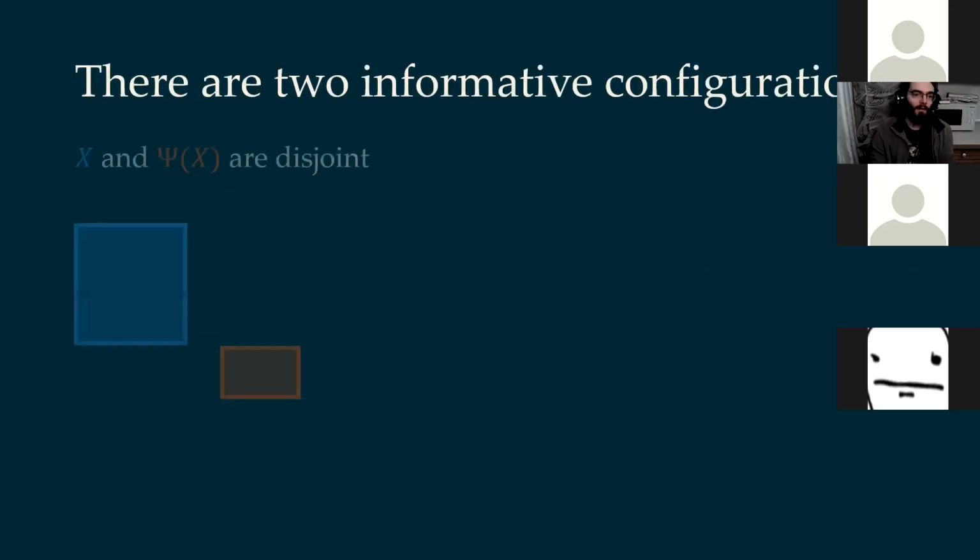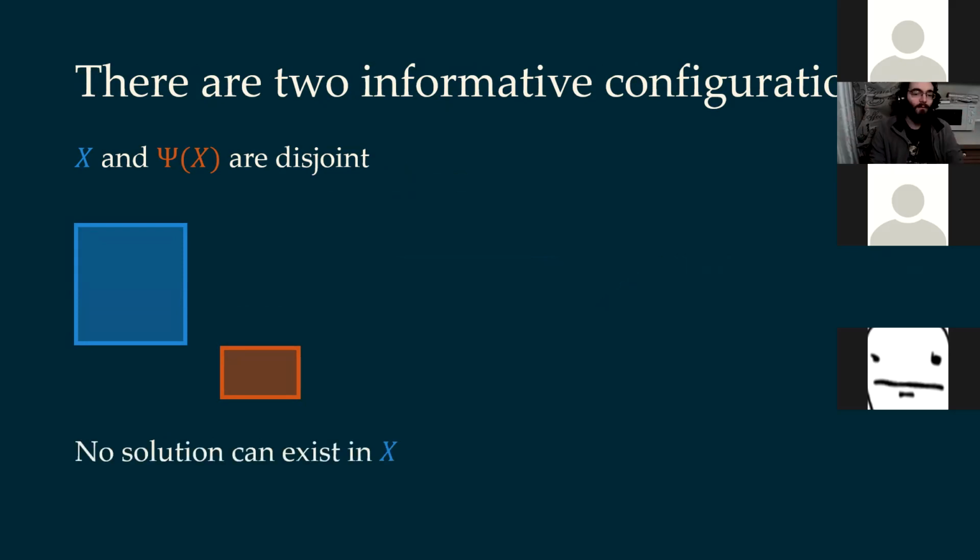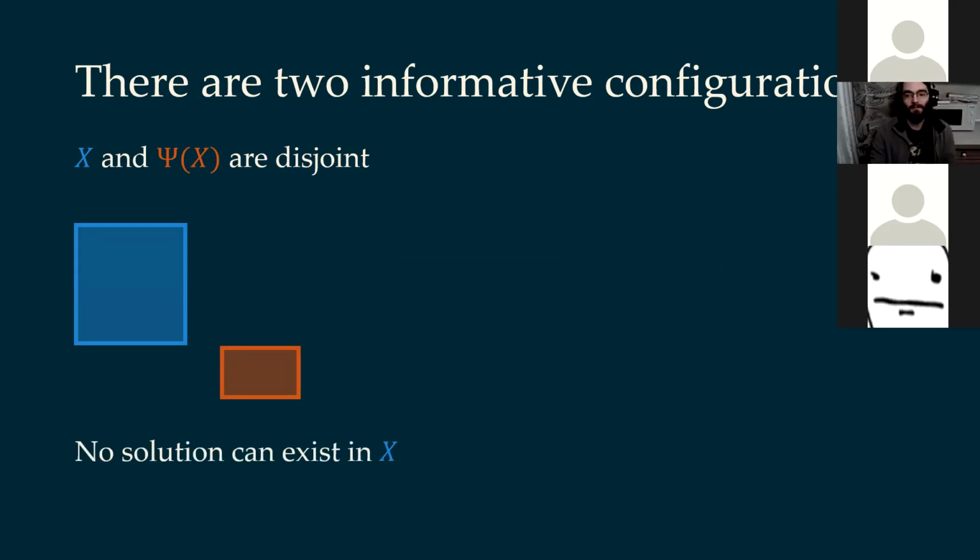The first one is when the two are disjoint, because when the two are disjoint, there's no intersection. That means there is no solution. We have just proven that our fixed point problem has no solution, and we can end there and be happy about that. Yes, no solution can exist there.